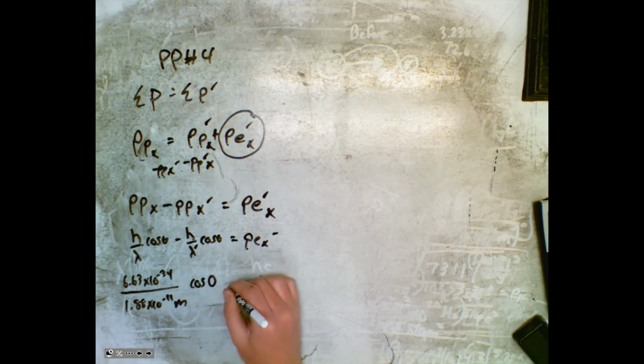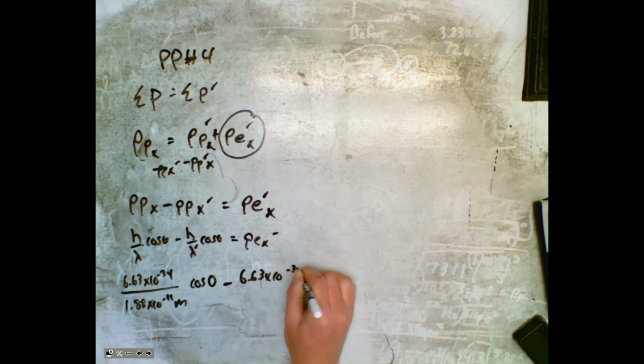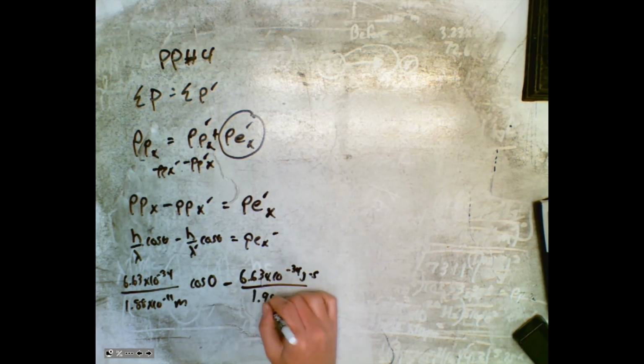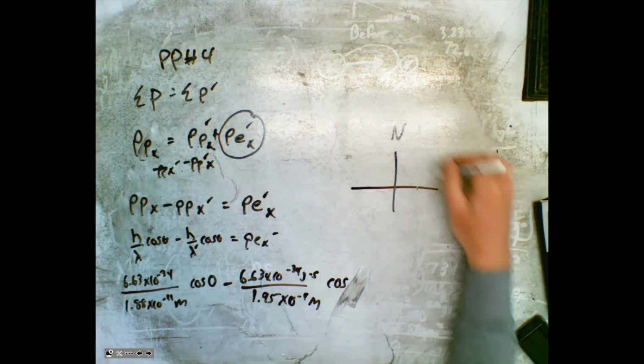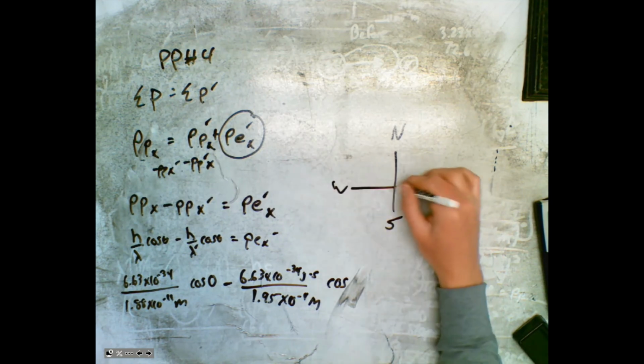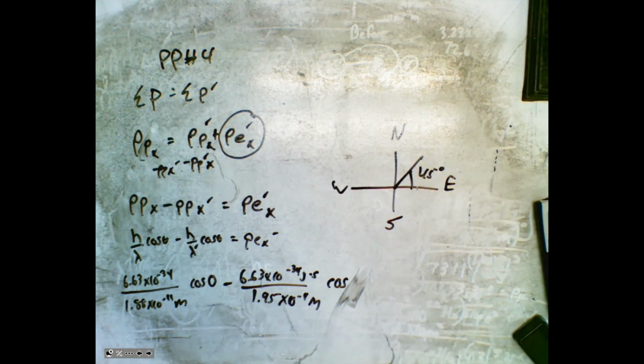And it's headed straight east, so 0 degrees, minus 6.63 times 10 to the negative 34 joule seconds, divided by our new wavelength, 1.95 times 10 to the negative 11 meters, a little bit longer, and then cos of, and it says 45 degrees north of east. So 45 degrees north of east is just going to be 45 degrees in RCS. If you're using conservation of momentum, you have to be in RCS. But if you're using that other formula, you should just give the angle that's given.